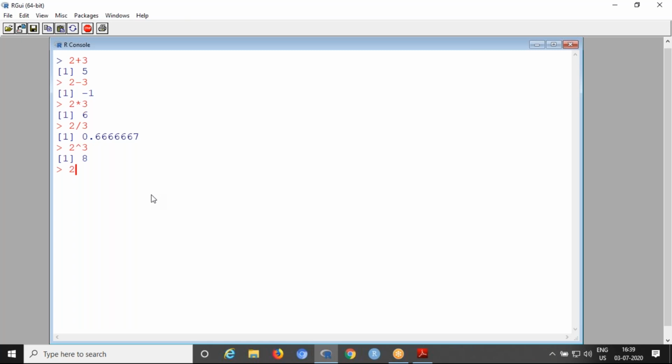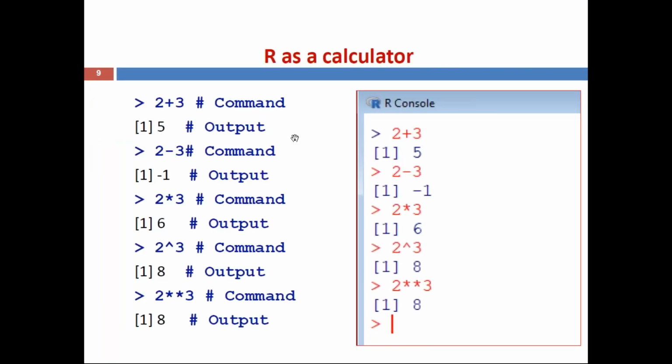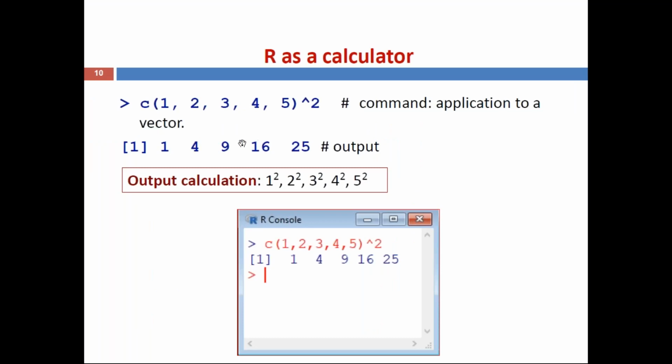You can even use double asterisk in place of the cap symbol, which gives the same result. So addition, subtraction, multiplication, division, then power. Same as in our normal calculator, R will also treat it as a calculator. Now see some more examples.